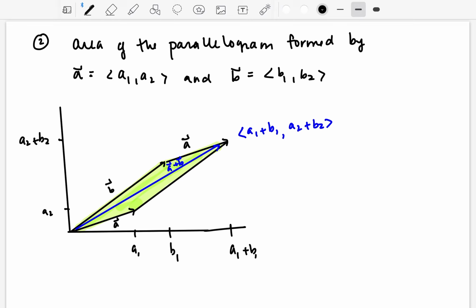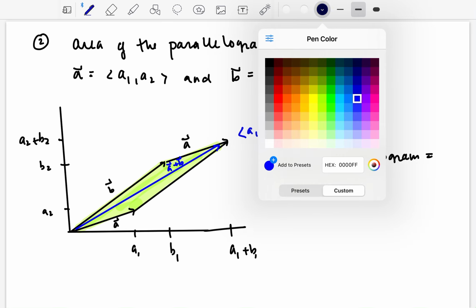And then this has to be B2. Okay, perfect. All right. So why does this matter? It matters because I'm going to compute the area of the parallelogram. I'm going to say area of the parallelogram is equal to the area of the rectangle that I'm about to draw here.